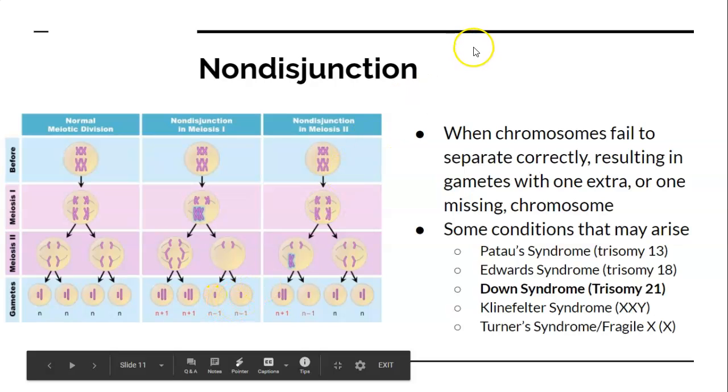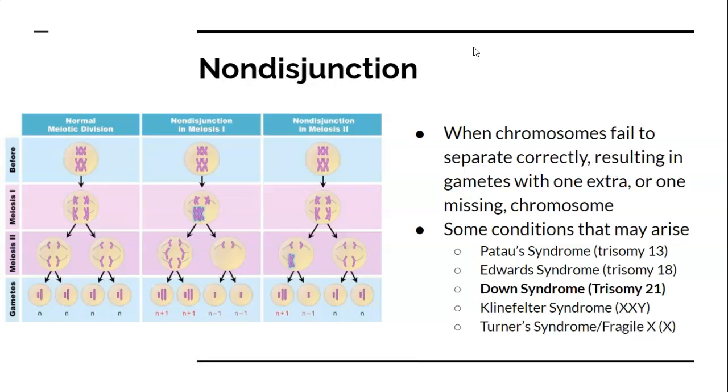So some conditions that you may have heard of that come from non-disjunction are Patau syndrome, which is trisomy 13, meaning you have 3 chromosomes for 13, Edwards syndrome, which is trisomy 18, Down syndrome, trisomy 21, Klinefelter and Turner syndrome both deal with your sex chromosomes. Klinefelter is when you get an extra X, and Turner syndrome is when you have one less X and you end up with only one X total.